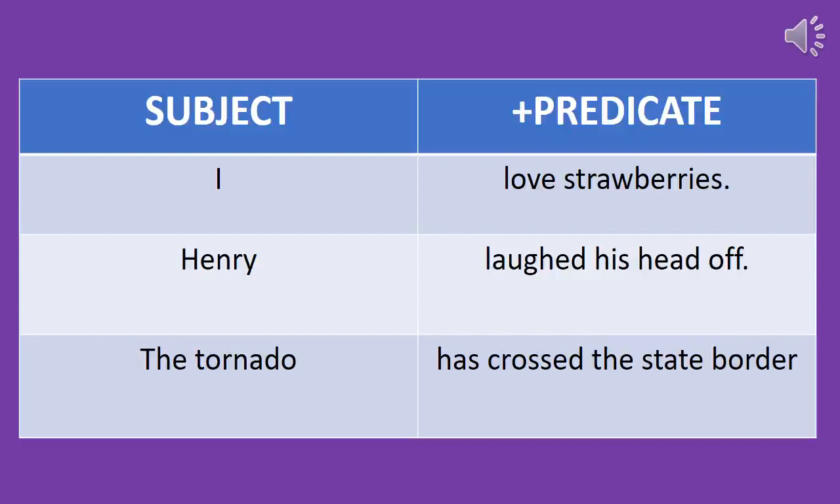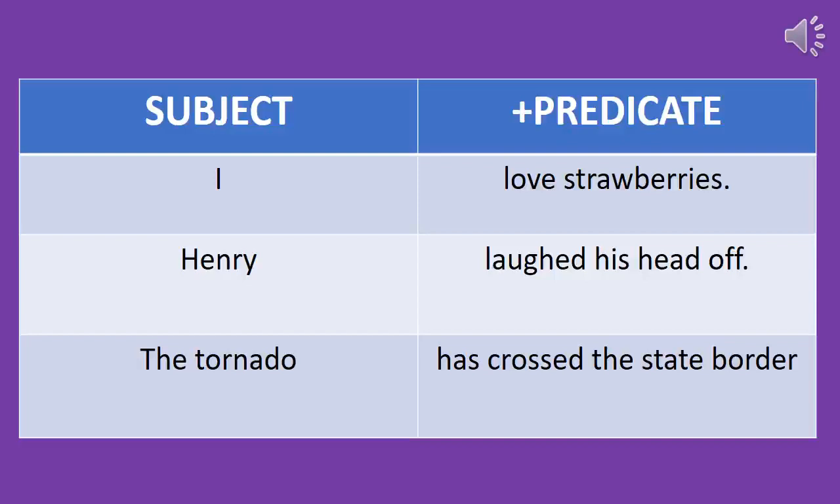In our third sentence, the tornado has crossed the state border. Now, I hope you know what a tornado is. A tornado is like a cyclone. So, the tornado has crossed the state border. So, what is the focus of the sentence? The focus is on the tornado. And what is the action? Has crossed the state border.